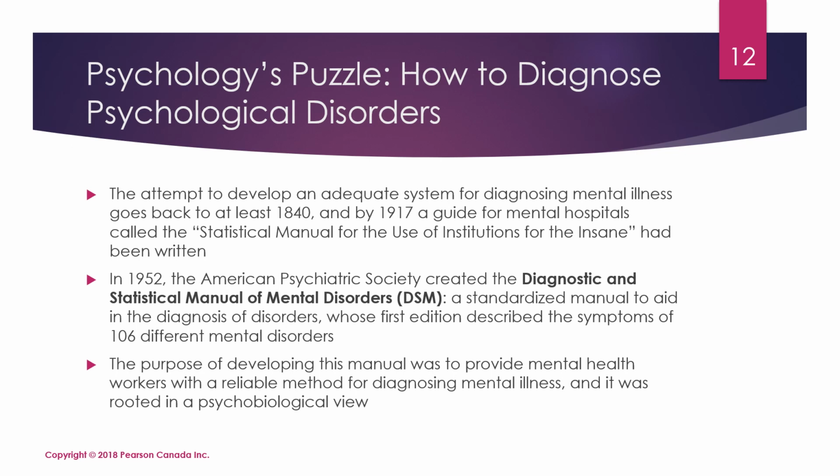In 1952, the American Psychiatric Society created the Diagnostic and Statistical Manual of Mental Disorders, which is a standardized manual to aid in the diagnosis of disorders. The book's first edition described the symptoms of 106 different mental disorders. The purpose of developing this manual was to provide mental health workers with a reliable method for diagnosing mental illness, and it was rooted in a psychobiological view, meaning that it was coming from more of a medical perspective, focusing on the biological things that may be influencing symptoms.